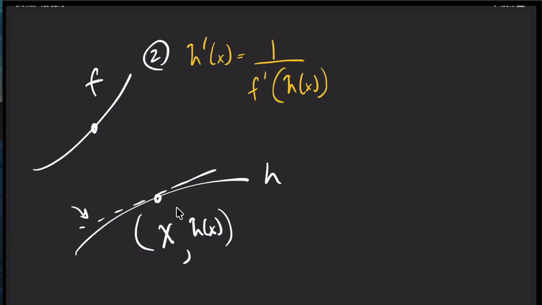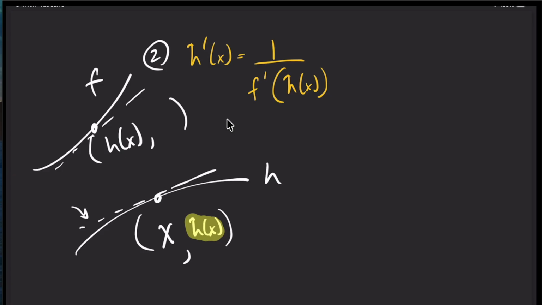This is the all-important value, right? Why is that all important? Because we can come to f, because that h of x becomes the input on f. We could come to f. We could take the derivative of f. We could plug that value into the derivative of f. That gives us the slope of f. And to get the slope of h, we take the reciprocal.